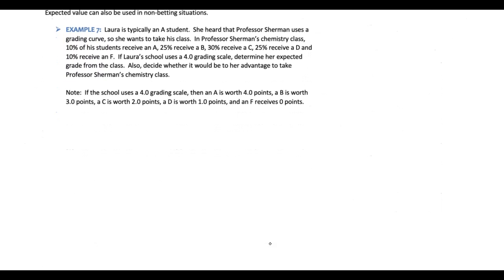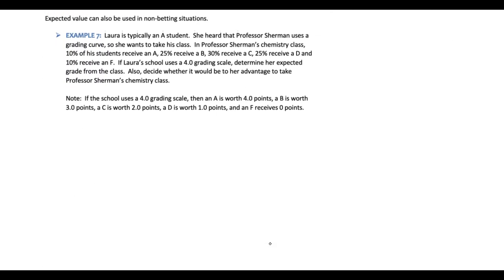Example 7. Expected value doesn't always have to be in betting situations. Laura is typically an A student. She heard that Professor Sherman uses a grading curve, and so she wants to take that class. In Professor Sherman's chemistry class, 10% of his students receive an A, 25% receive a B, 30% a C, 25% receive a D, and 10% receive an F. If Laura's school uses a 4.0 grading scale, determine her expected grade from the class.